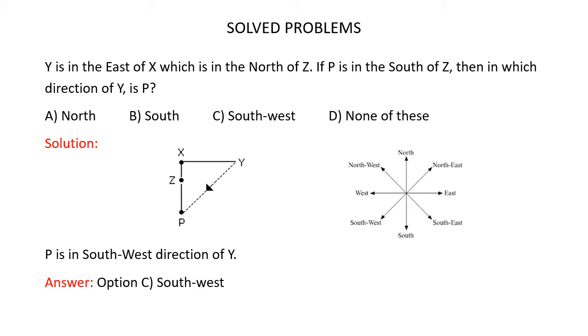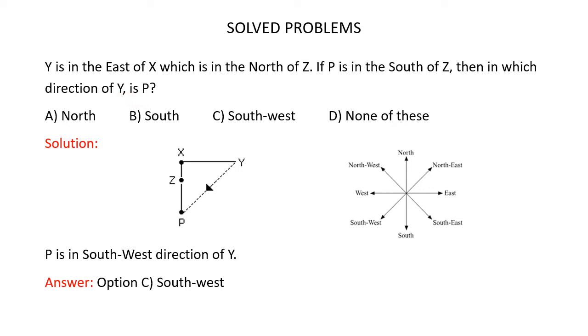So here it's given that Y is in the east of X, which is in the north of Z. Here "which" refers to X. So X is in the north of Z. Here we are asked to find in which direction of Y is P. So we have to find out in which direction P is located with respect to Y.